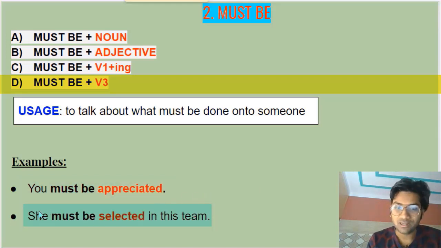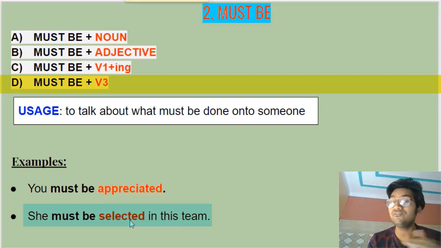Next example. She must be selected in this team. All right. Now, she is not going to select herself. Somebody else must do it. She's the receiver of the action. Somebody else must select her in the team.